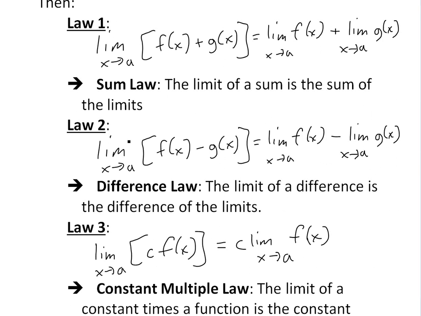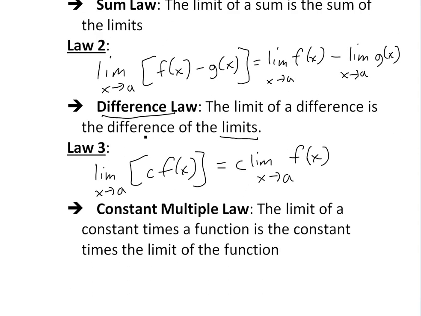Law 2 states the limit as x approaches a of f of x minus g of x. Now it's a difference, so you're subtracting, and it's exactly the same as above, but you switch the plus and minus signs. This is called the difference law. You could state it as: the limit of a difference is the difference of the limits. There's one limit of a difference, and it's just going to be the difference of these two limits.